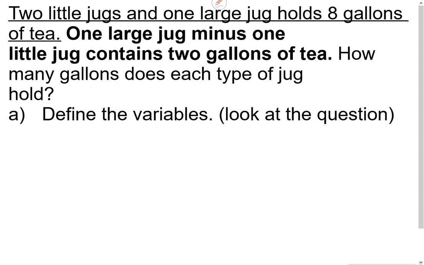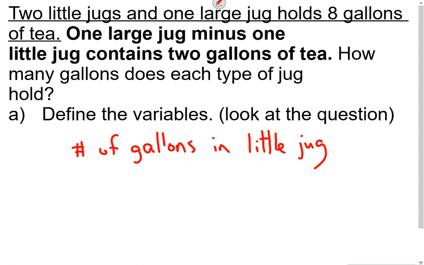So like I said, one of my variables is the number of gallons in the little jug. I need a variable for that. Now, I would like to use L for little, but L is probably going to look like a number 1 for me. Little small, I'd like to use an S, but that looks like a 5. So I guess I'm just going to go with an I for the second letter of little. That's what I'm going to use there.